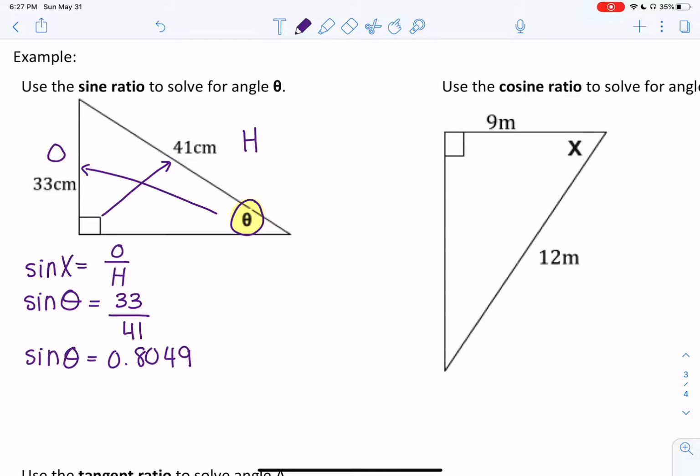Just like before, in order to get just plain theta, we have to undo that sine. So we're going to use that sine inverse again. Let's just type that into our calculator. Sine inverse of 0.8049, and that will give us 54 degrees.